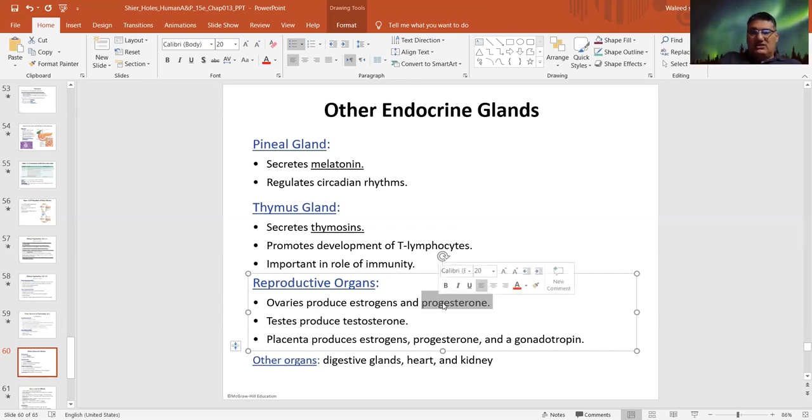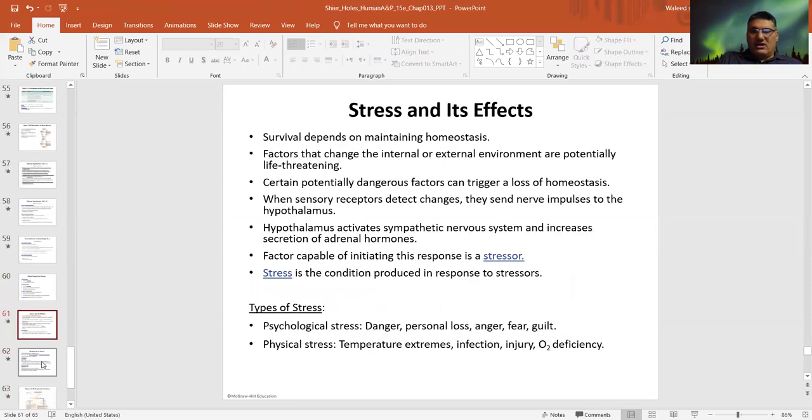How about progestin or progesterone secreted from females? Pro, I mentioned before, pro means with or stimulate. Gesterone is coming from gestation, which is pregnancy. So that's the hormone of pregnancy, and that's why it's not secreted in males. Placenta also secretes the same two, estrogen and progesterone, plus gonadotropin, which is FSH and so on. Digestive system and the heart and the kidney also have some other secretions, but we're not going to talk about it now. The last thing here is the stress.